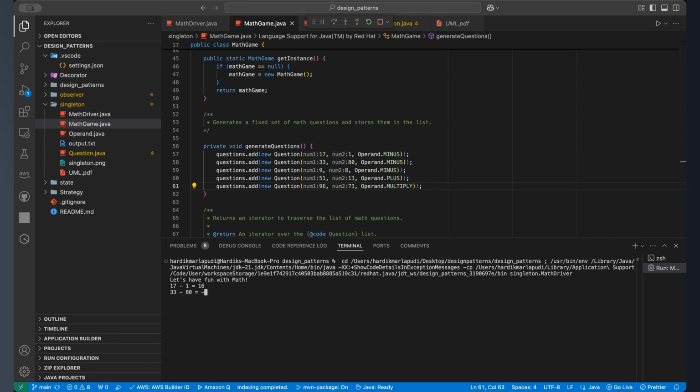33 minus 80, negative 47. 9 minus 8, 1. 51 plus 13, 64. 96 times 73, which is 7,008. So here's my overall output for the singleton design pattern. You see the results, and all the questions and answers are marked as green.